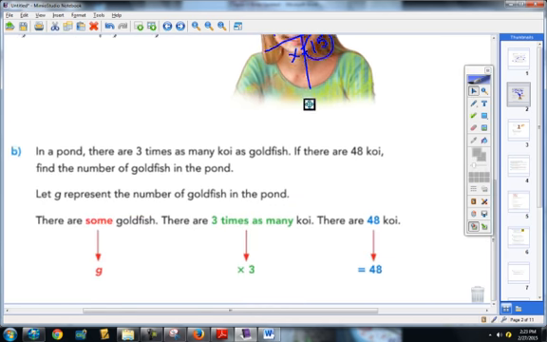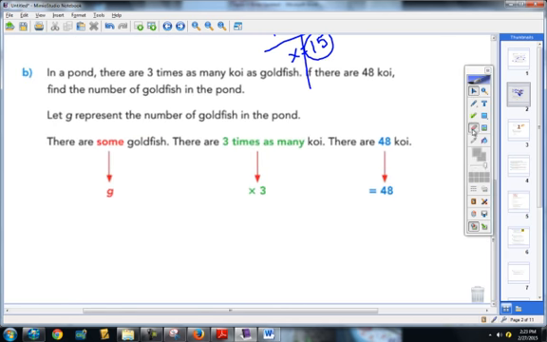Okay, go down to the next question here. In a pond, there are 3 times as many koi as goldfish. If there are 48 koi, find the number of goldfish in the pond. So here we go. In a pond, there are 3 times as many koi as goldfish, which means we do not know the number of goldfish there are. We just know that there's 3 times that amount.